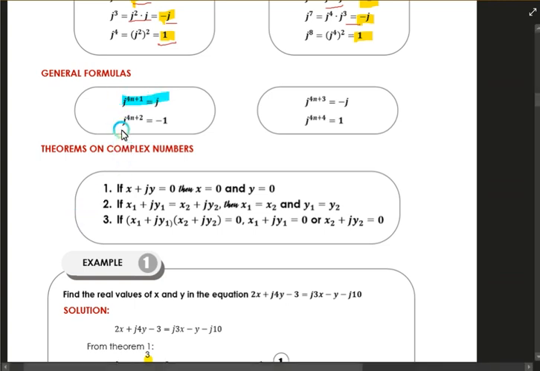Next, J raised to 4n plus 2. When you divide your exponent by 4, if your remainder is 2, then your answer will be negative 1. Next, we have J raised to 4n plus 3, equal to negative J if your remainder is 3. How about J to the 4n? If the remainder is 4, that will automatically be equivalent to 1. It is repetitive already.